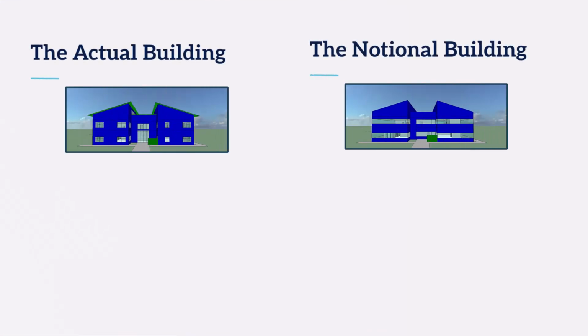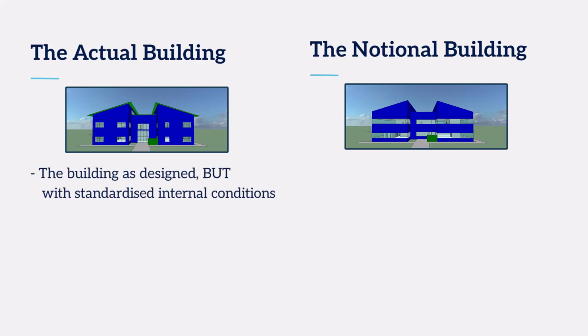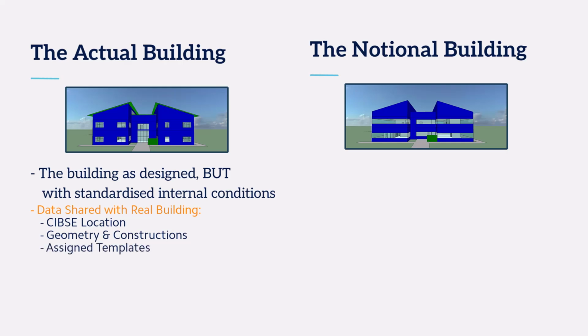Let's consider the differences between the actual and the notional buildings. The actual building is similar to the real building that we may have modelled for design purposes. It is located at the closest city for which there is SBEM compliance weather data. The geometry and constructions are shared, as are the assigned templates. It's very important to be aware that systems can only be assigned if they have been created using the NCM wizard to apply the compliance rules.